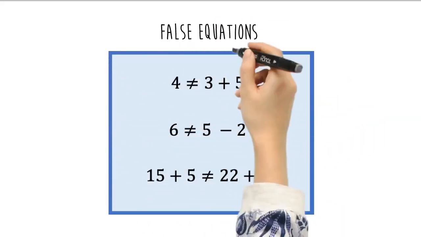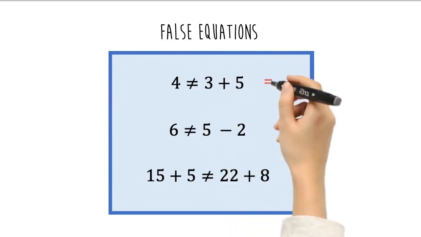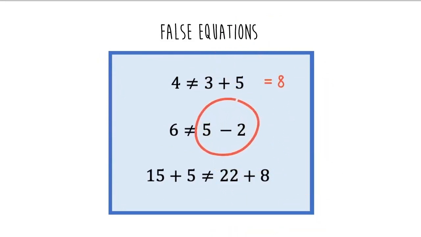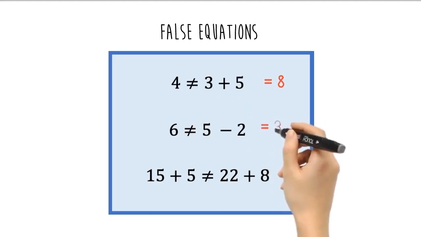Equations do not always have to be true. Here are some examples of false equations where the left-hand side does not equal the right-hand side.